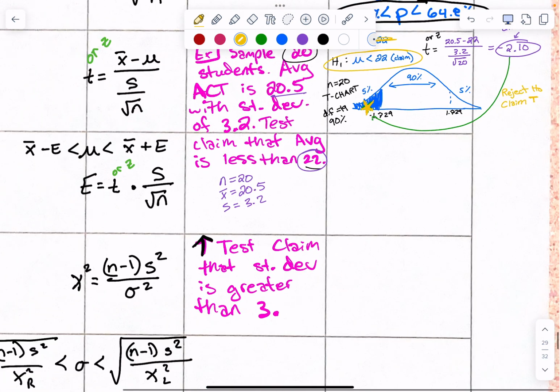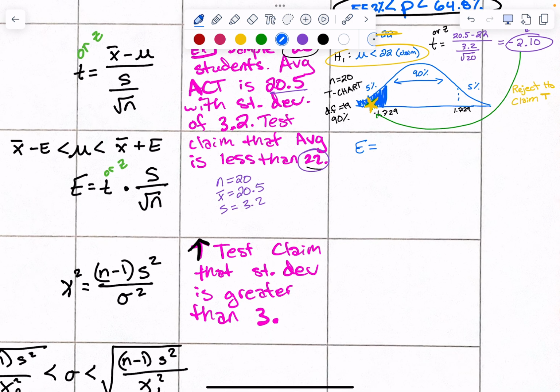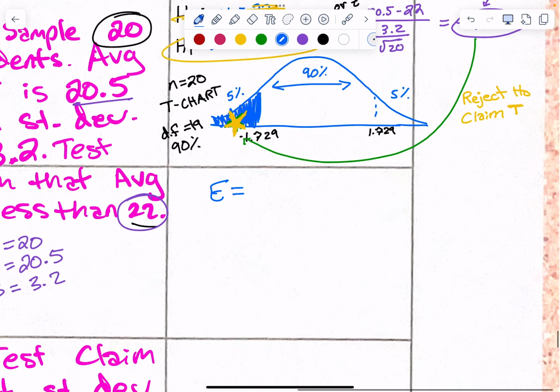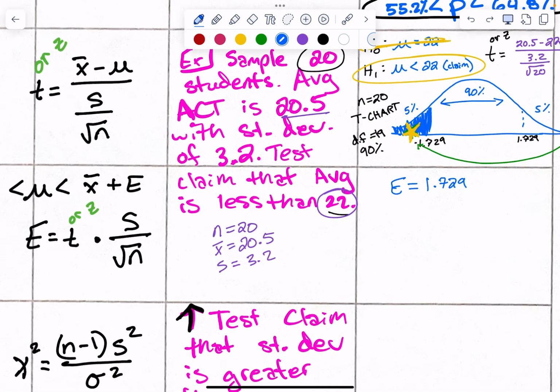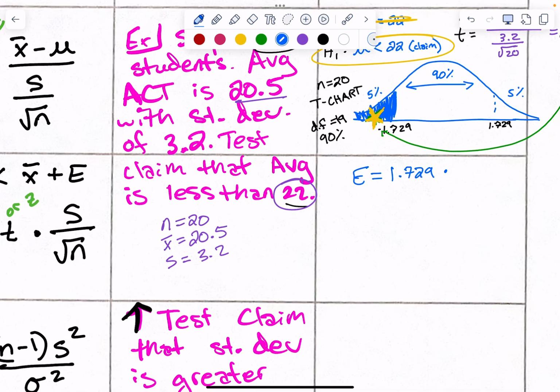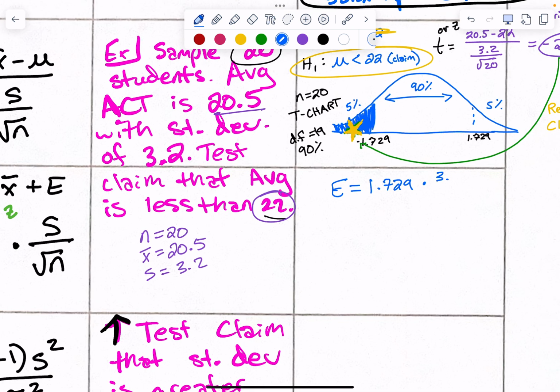Okay, all right. So next we've got to do the confidence interval method. So we've got to find the error. Error equals T or Z. Which one is it this time? Same thing. T again, right? 1.729 is the T that I use from this chart right here. Times S, which is 3.2, divided by the square root of 20. So the error is, I don't know what that is.